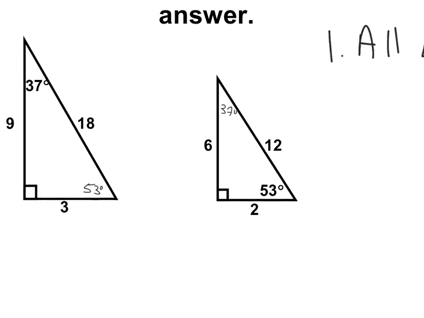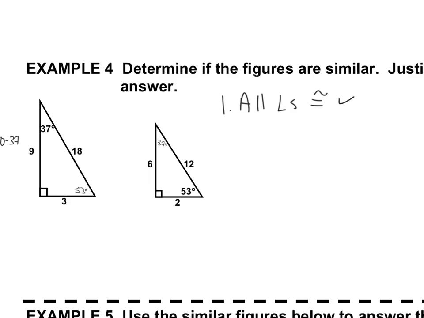So I do have congruent angles, so I'm going to go ahead and put a check there. Now I have to check and see if all of the sides are proportional. Now you do this however you want. You can do big over small or small over big. But whatever you do, do it for each one of them.